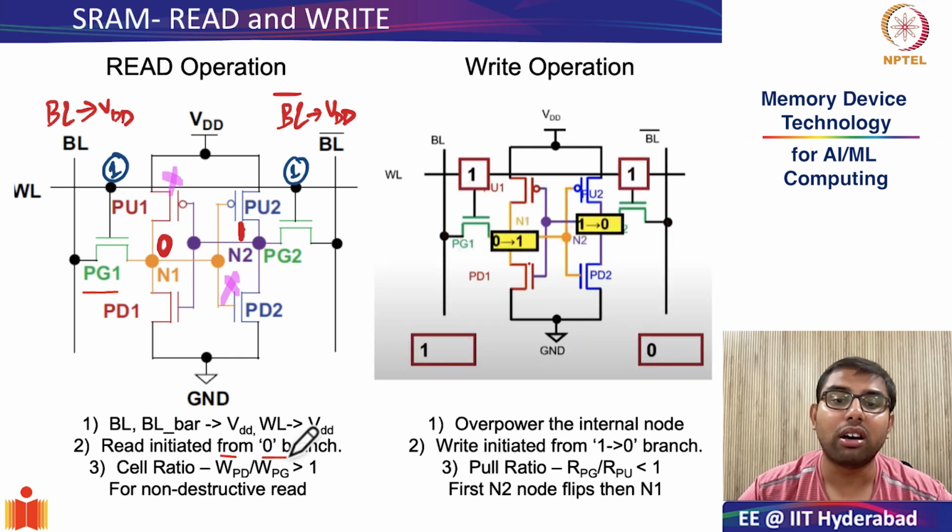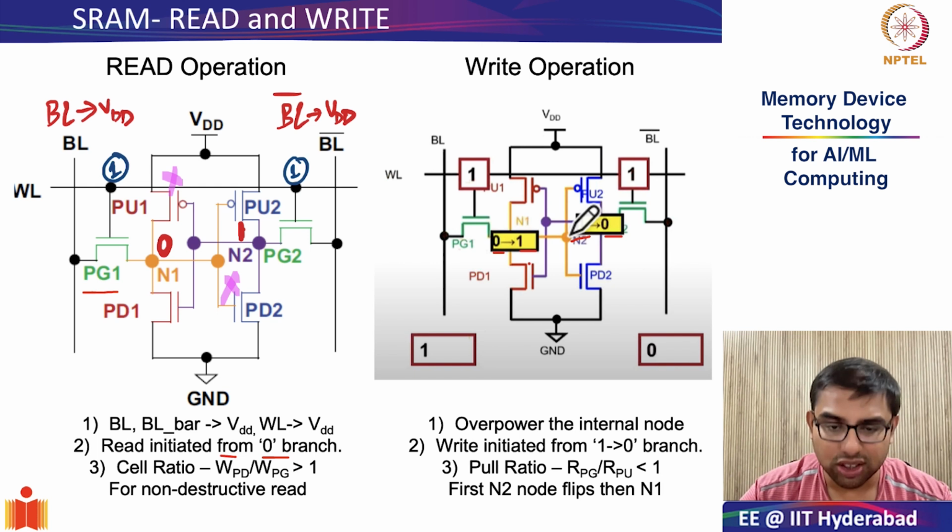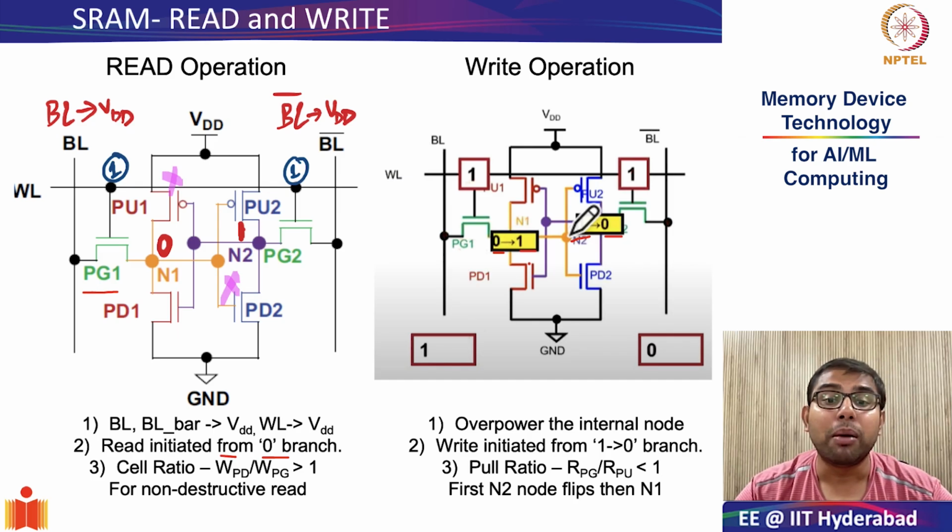Next, moving to the write operation. In the write operation, the principle that we used was that you just try to overpower the internal node and try to flip the bit in N1 from 0 to 1 and in N2 from 1 to 0. Opposite to what happened in the read phase, the write phase was initiated from the branch which contained the value 1. So the 1 to 0 transition happens first, and then the 0 to 1 transition happens next. And all of this was facilitated by the pull ratio.